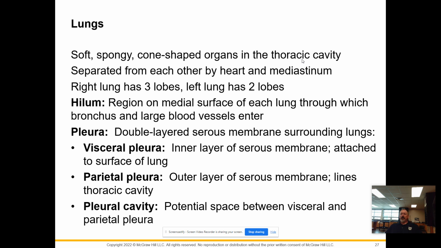All right. So separated from each other by the heart and the mediastinum, there's three lobes on the right, as we talked about, and two on the left. The hilum is going to be the region of the mediastinum where the surface of each lung through which the bronchus and the large blood vessels enter. The pleura. These are the cavities, as I mentioned before, with that balloon analogy, the visceral pleura is on it. The parietal pleura is on the outside of the cavity, and the area in between is going to be the pleural cavity. If you have fluid building up in this region, you can do a pleurocentesis, removing that fluid from that region.